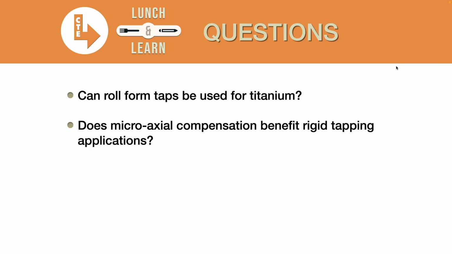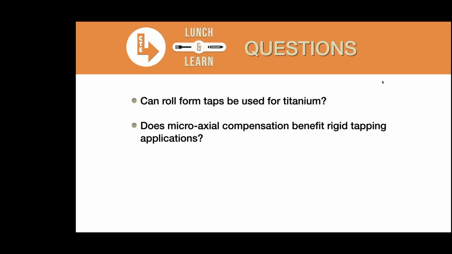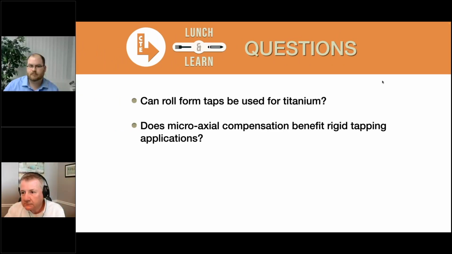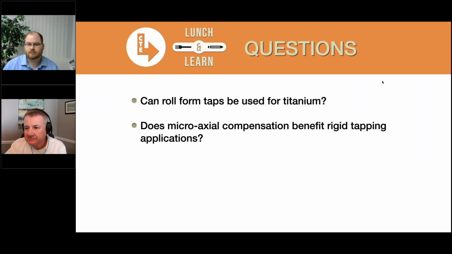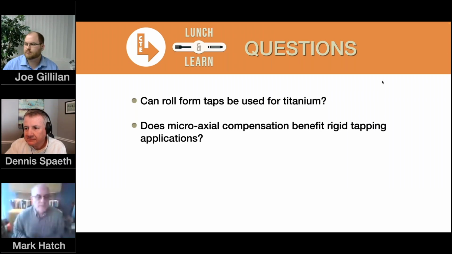We can use the roll forming method in titanium. However, there are many restrictions that were highlighted in both presentations. Generally, if we're talking about roll forming with titanium materials, we would typically be talking about smaller screw thread sizes, right? So we could be talking about 0-80s, number ones, 2-56, and so forth.